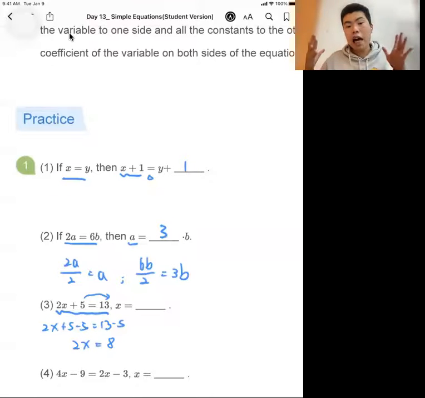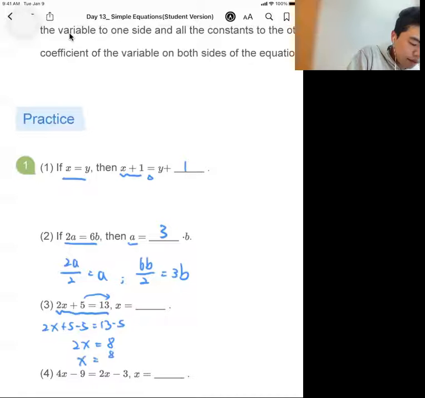Now we see that we just have 2x on the left-hand side, and just a number on the right-hand side. So the final step is to divide both sides by the coefficient. So we have x equals 8 divided by 2, which equals 4. So we know that x equals 4, and that is the solution for this equation, right?